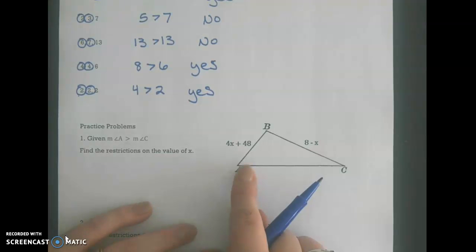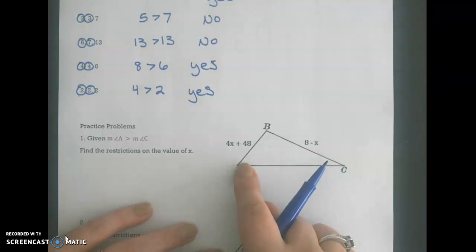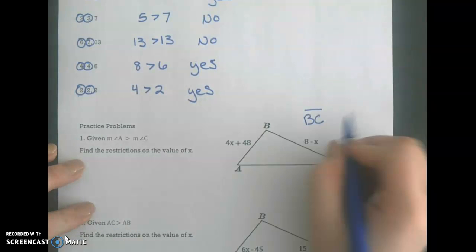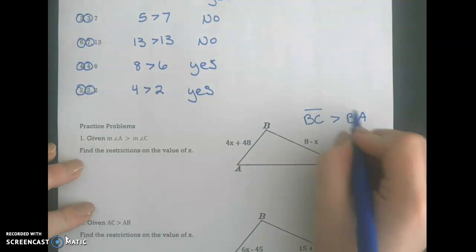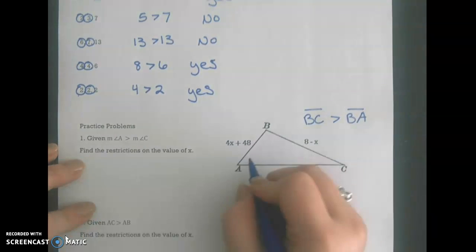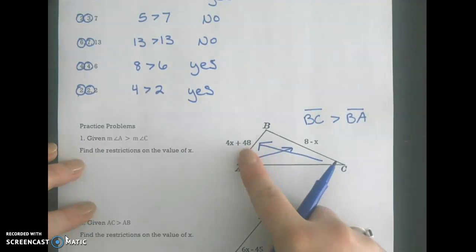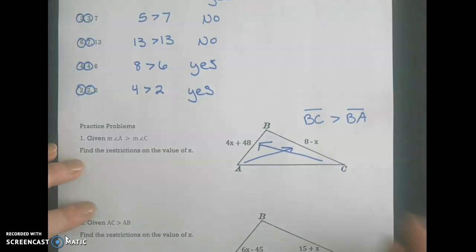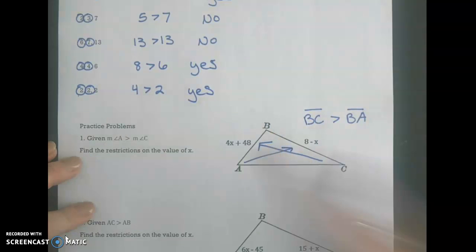So if I'm told that angle A is bigger than angle C, then that would mean that side BC would have to be larger than the measure of side BA, because those are the sides opposite. Okay, so I can use these expressions here to write an inequality now and find the restrictions on x. So this is my inequality, and I'm going to rewrite it. BC has to be greater than BA.